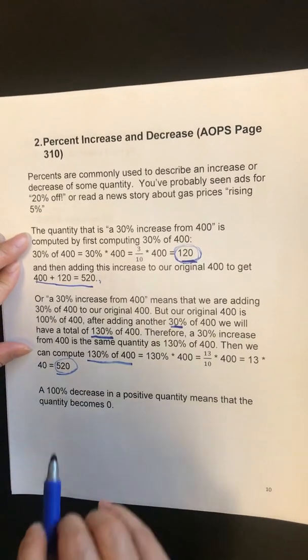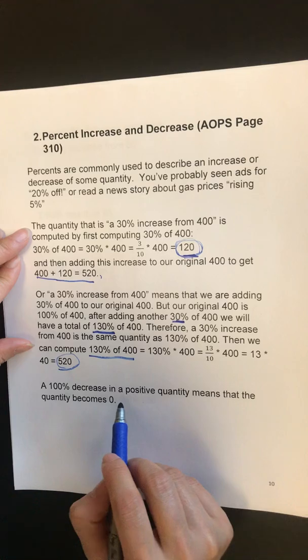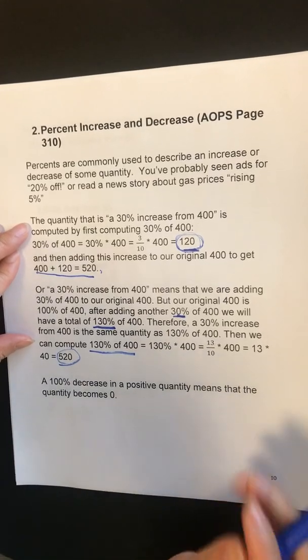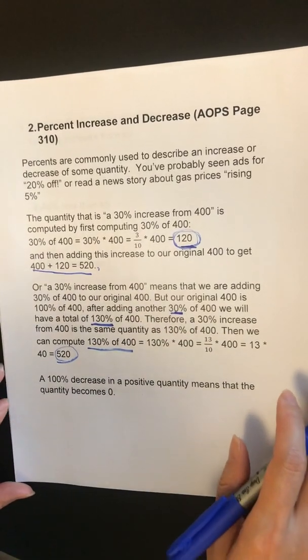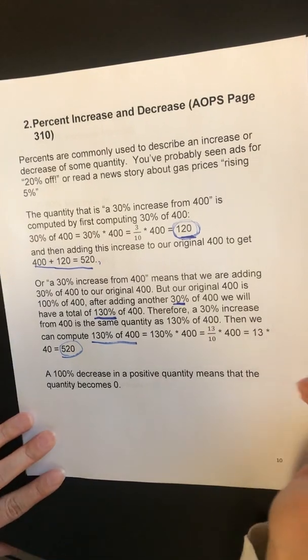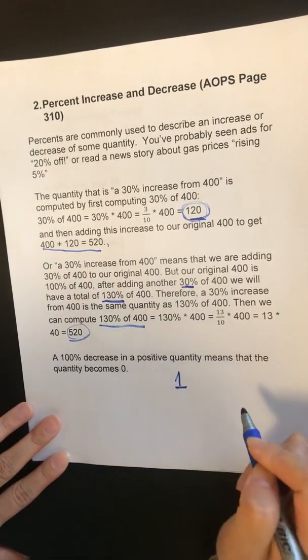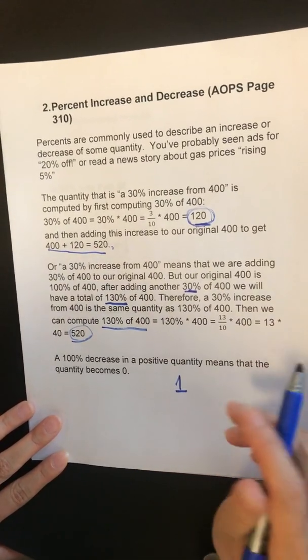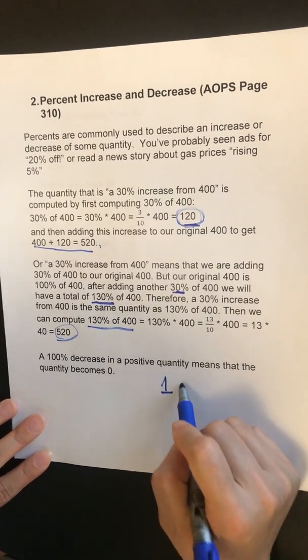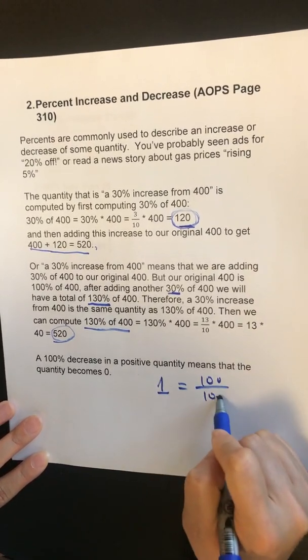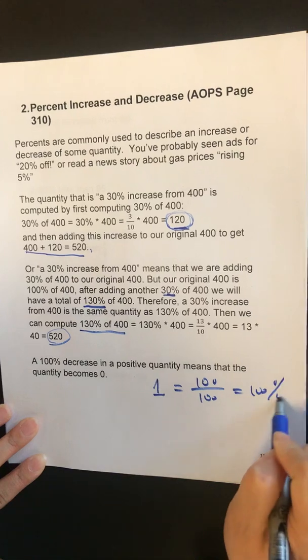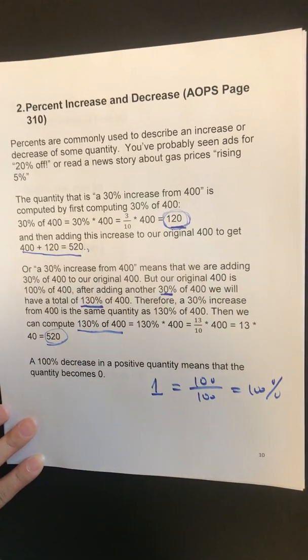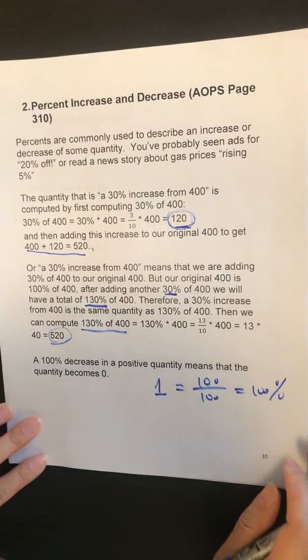A 100% decrease in a positive quantity means that the quantity becomes 0 in the end. So a unit of 1 represents something in total, right? So 1 is 100 divided by 100, which is 100%. If you lost 100%, basically you lost everything.